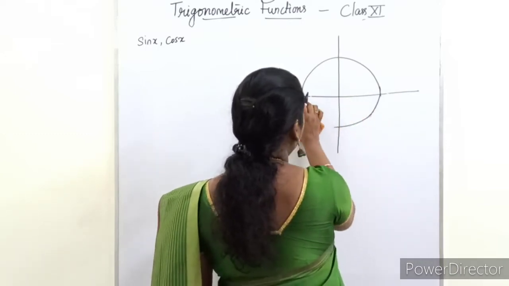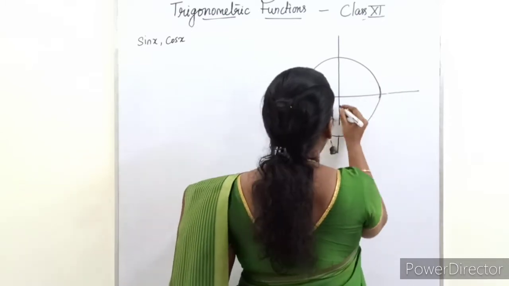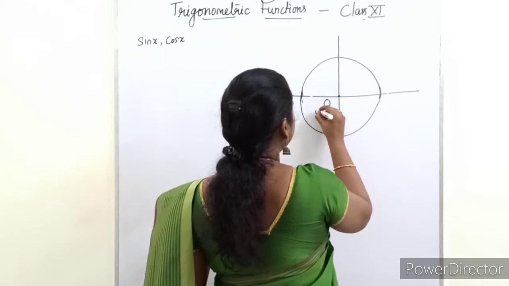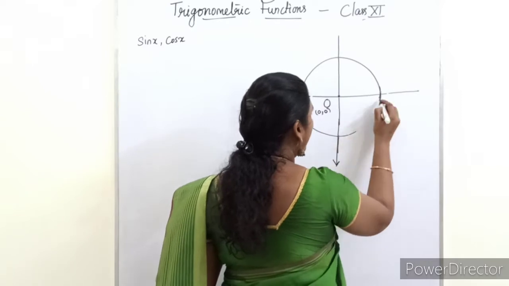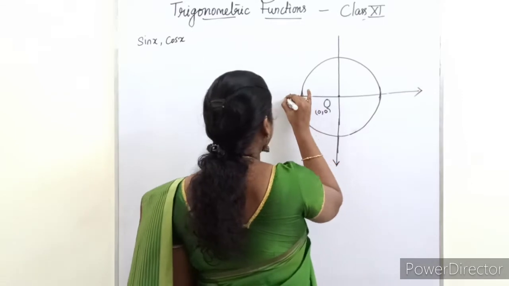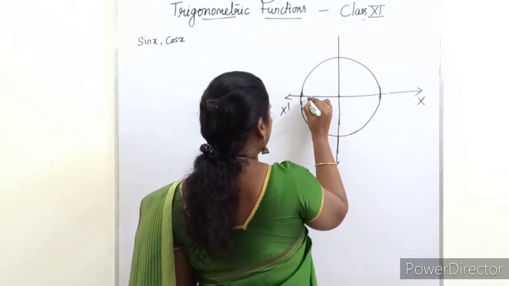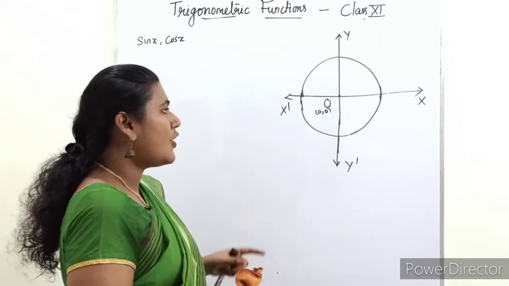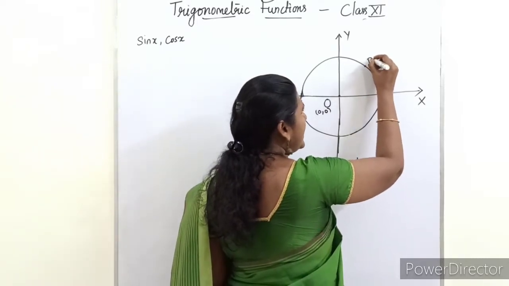So origin of the coordinate axis. We are going to consider a unit circle with center as the origin, that is 0 0, this point, and this circle is having radius 1 unit. And these are the coordinate axes. So this is x, x dash, y, y dash. Now on this circle we are going to take a point, that is P.